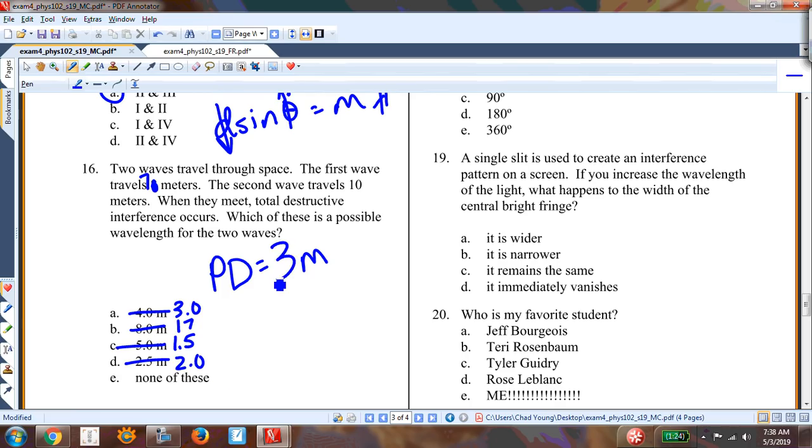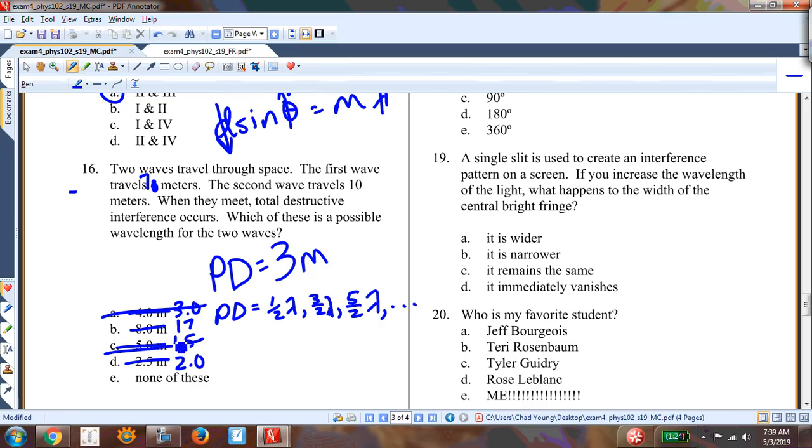So I have my path length difference now is 10 minus 7. That's 3 meters. Now I know in order for total destructive interference to occur, the path length difference, PD, has to equal a half a wavelength, 3/2 of a wavelength, 5/2 of a wavelength, and on and on. So, like this one, A, for example, that's just one wavelength. This is two wavelengths. Let me repeat that. 3 meters, the path length difference, is one wavelength if that's what that is.